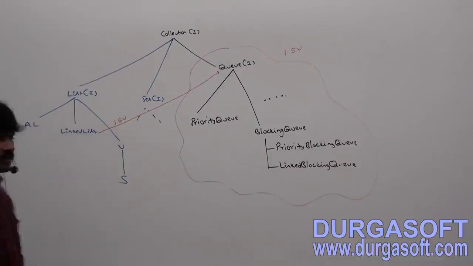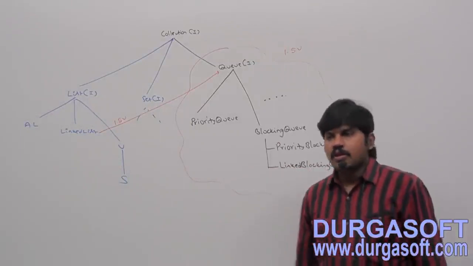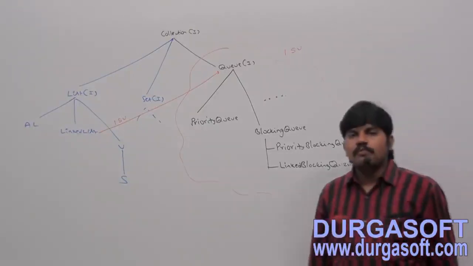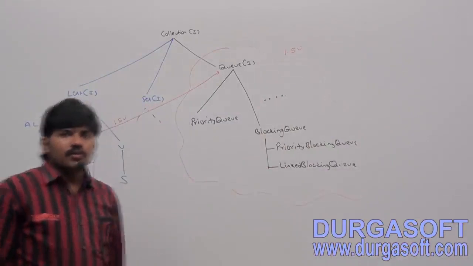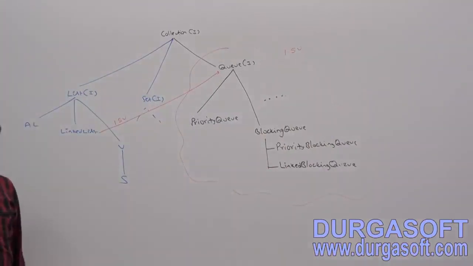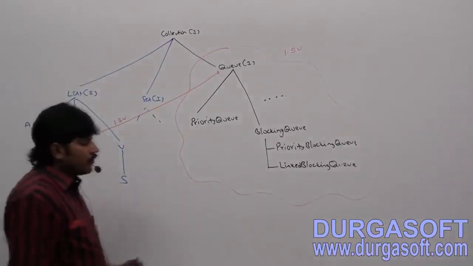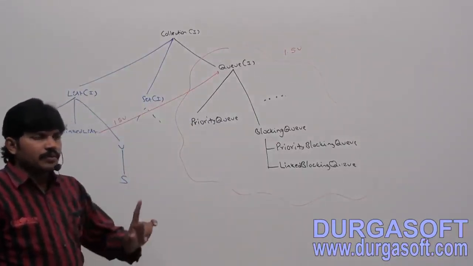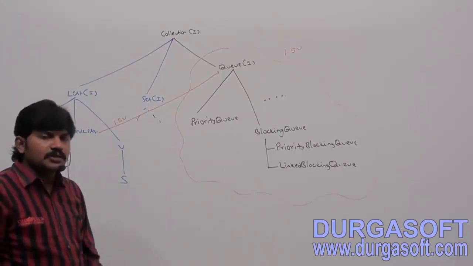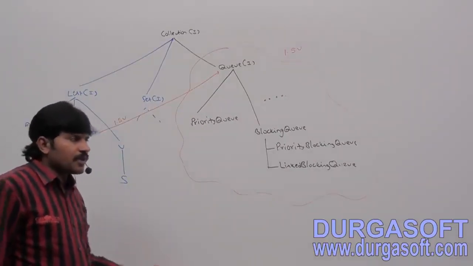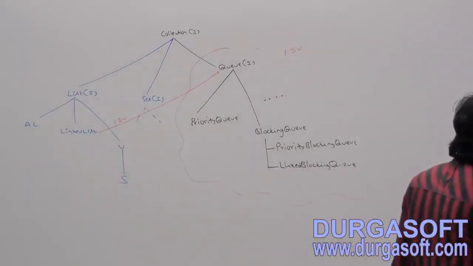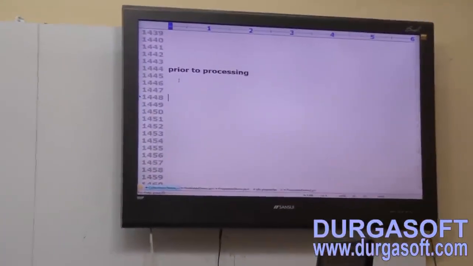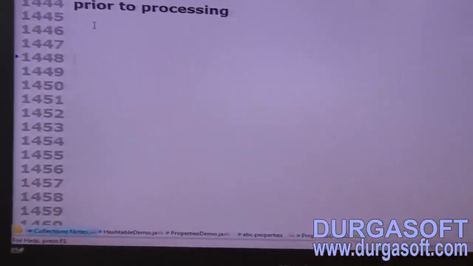If we want to represent a group of individual objects prior to processing, then we should go for queue.